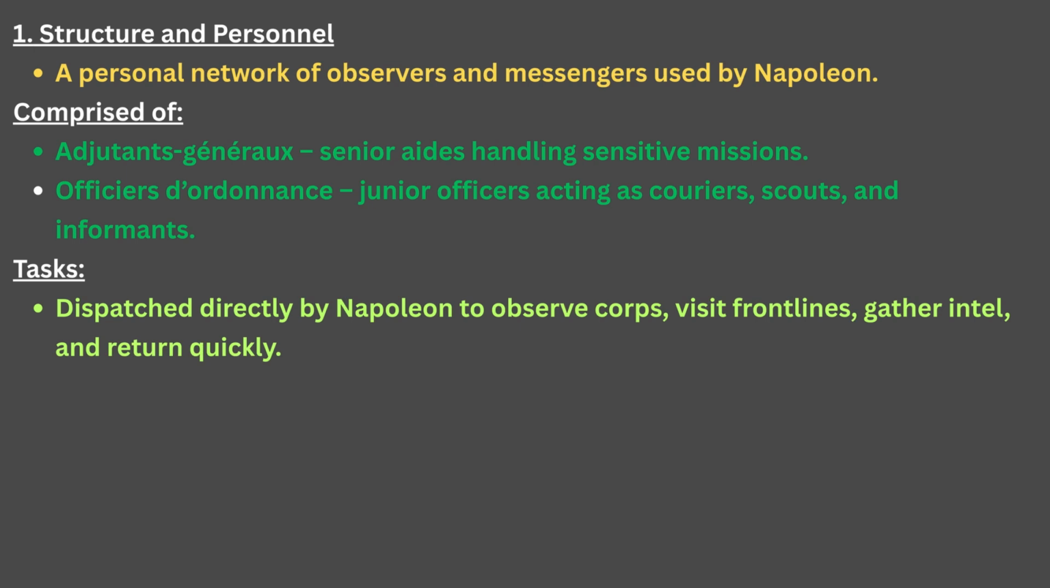Adjutants generaux. These were senior officers, trusted with sensitive, high-level missions. Officiers d'ordonnance, younger officers who acted as scouts, couriers, and frontline observers. These men were dispatched directly by Napoleon to visit corps commanders, observe real-time battlefield conditions, collect accurate intelligence, and return quickly with updates. They were fast, sharp, and reliable, a direct link between Napoleon and the front lines.